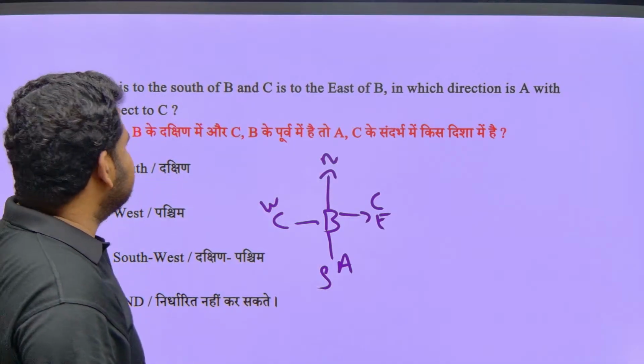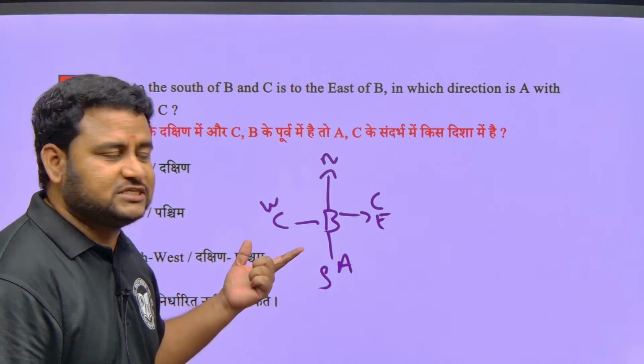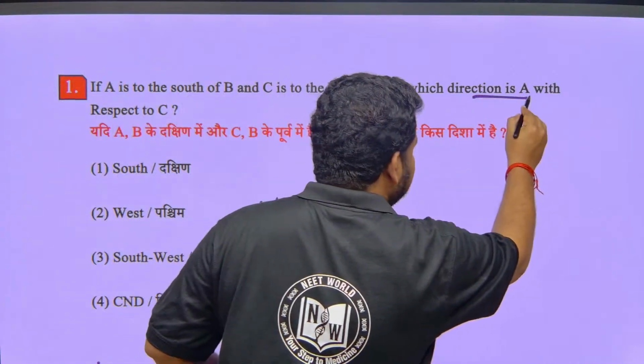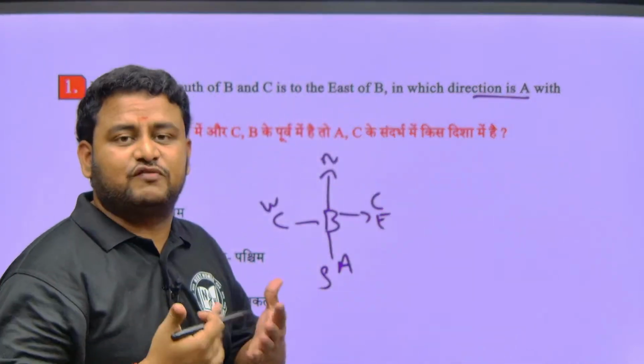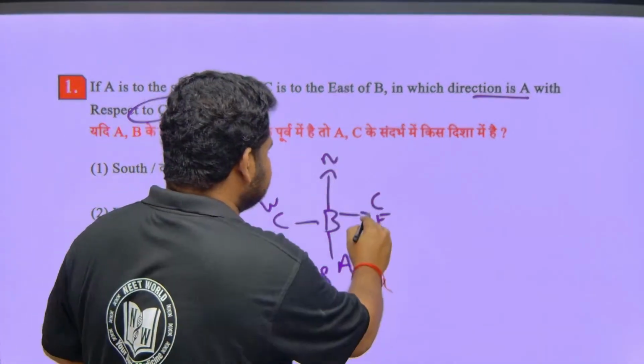Now, in which direction is A with respect to C? They are asking the direction of A, with respect to whom? With respect to C. That means C will become the center now.